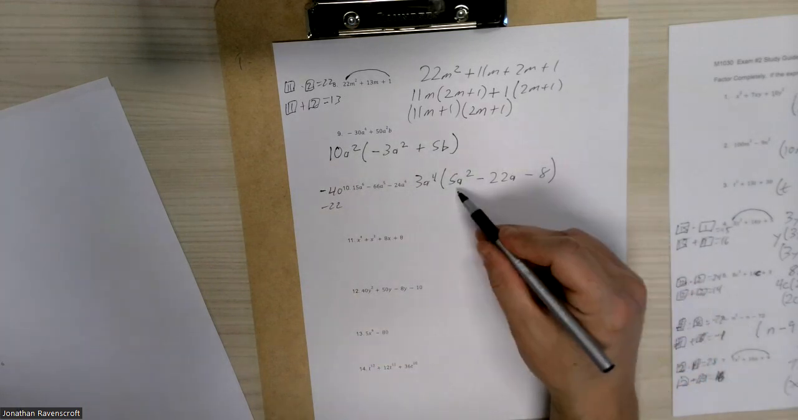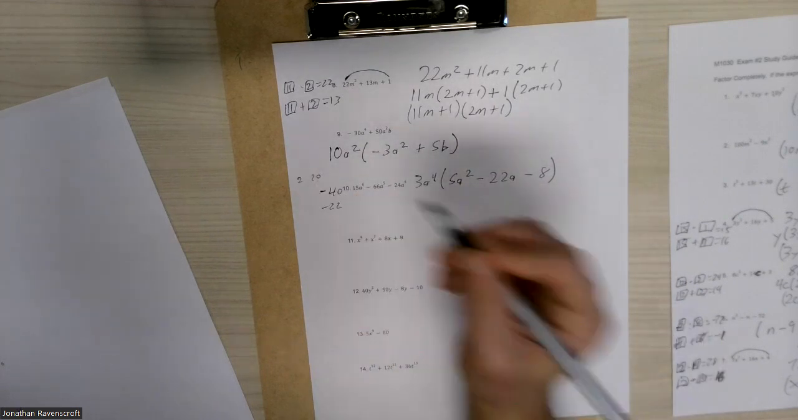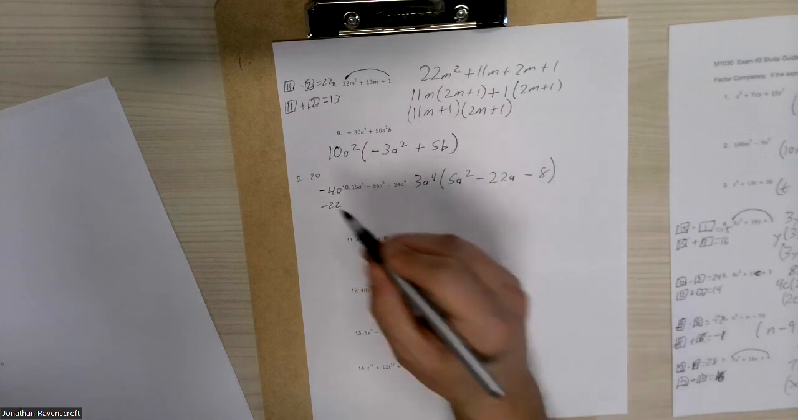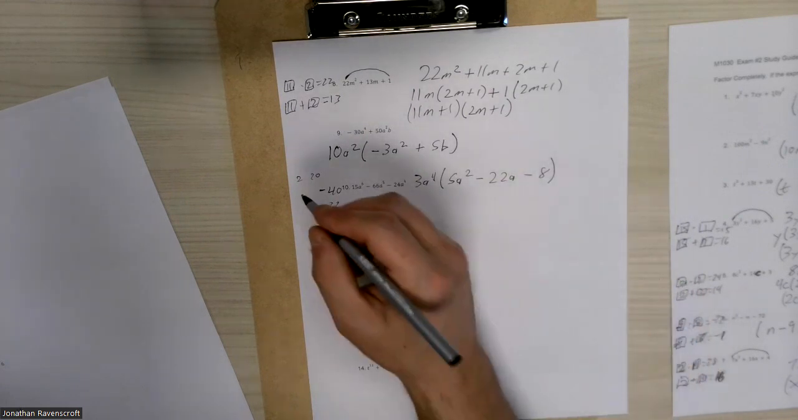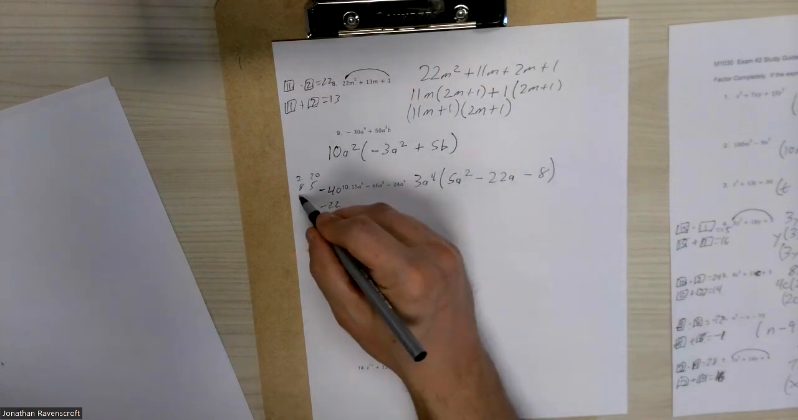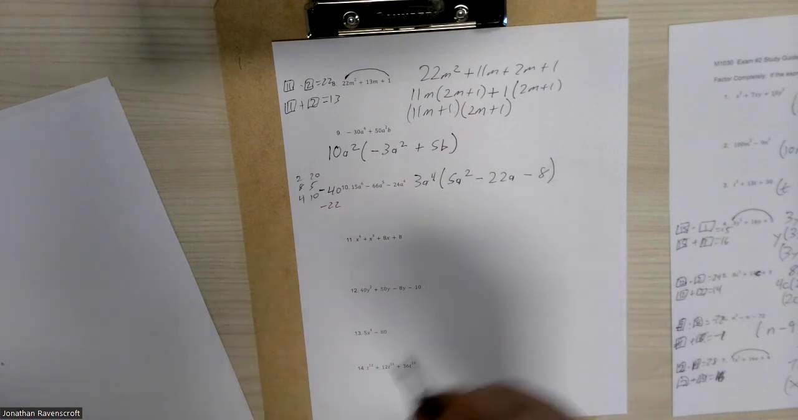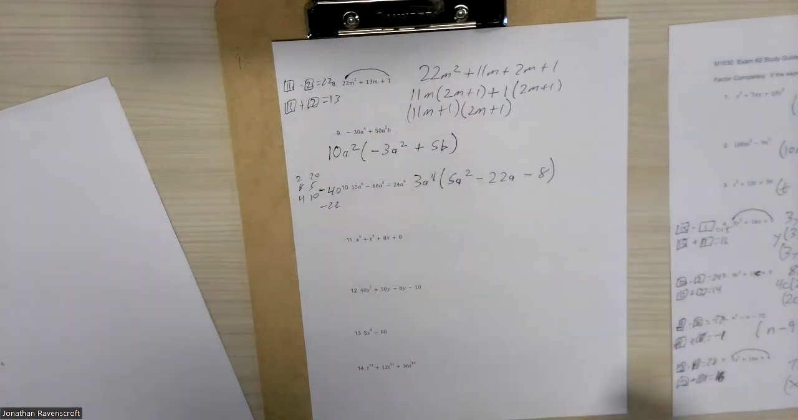Don't think that'll factor. 40 will be 2 and 20. Signs don't work. 8 and 5. 4 and 10. Nope, that's as far as we can go. So factoring out the greatest common factor is all we can do there.